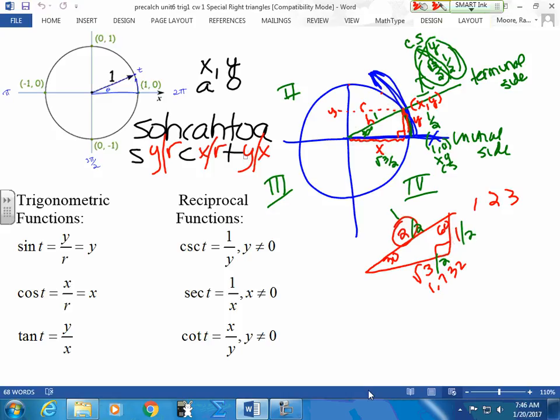So once we get to this point, we're going to write a little information box. We're always going to say X equals, Y equals, R equals. So my X in this case is my radical 3 over 2. Is it positive or negative in this quadrant? Positive. My Y is 1 over 2. And my radius is 1.